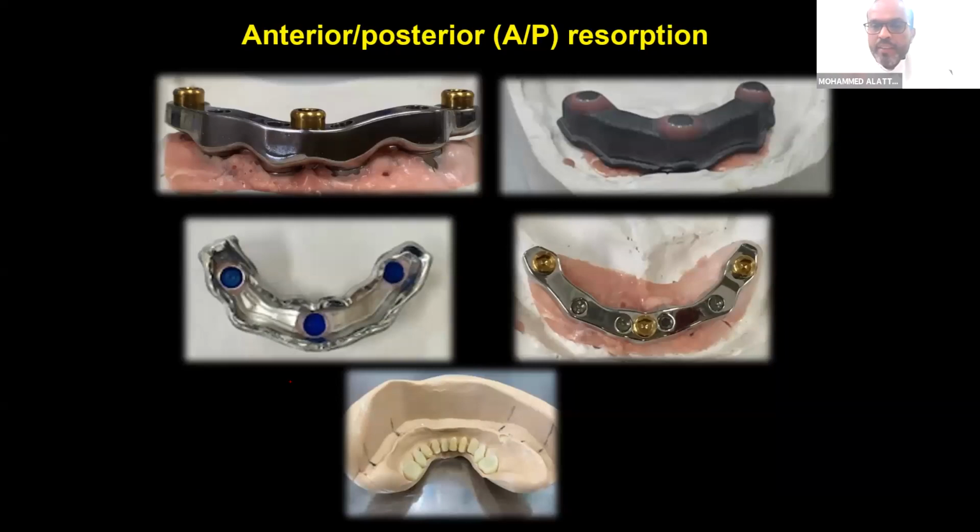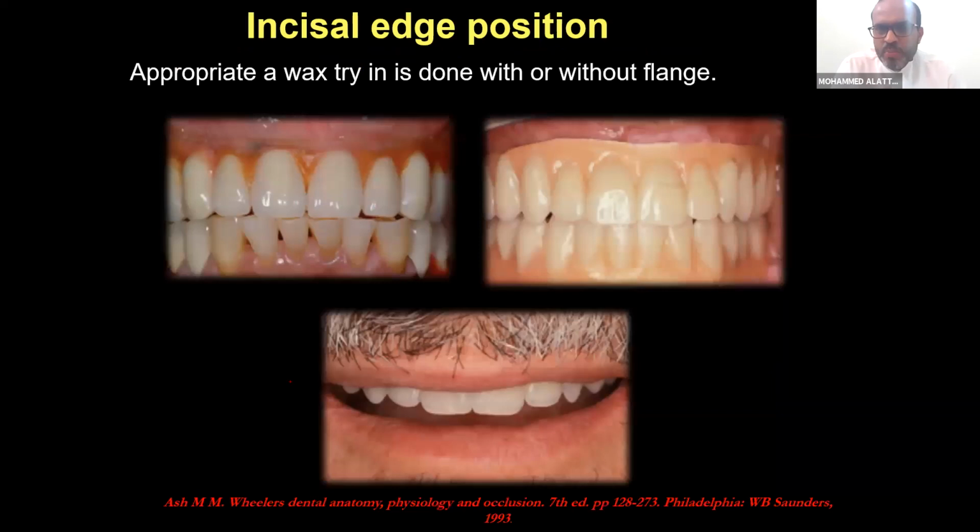For the fourth point, about the incisal edge position, we should definitely examine it. With the incisal edge position, we should ask the patient to pronounce some sounds, like the S sound and the F sound.